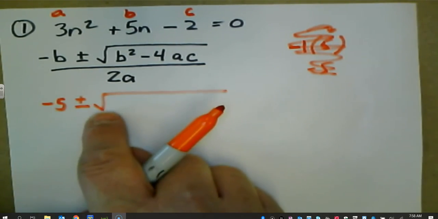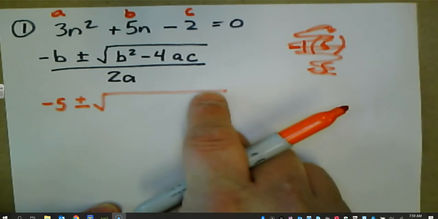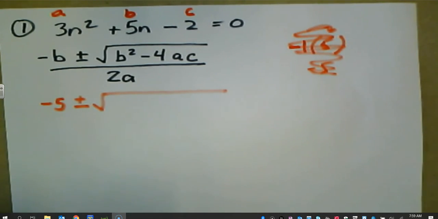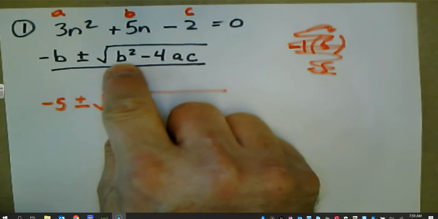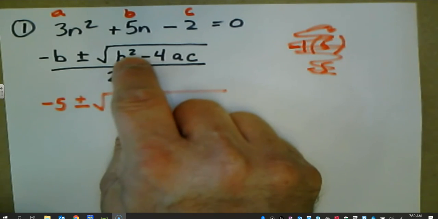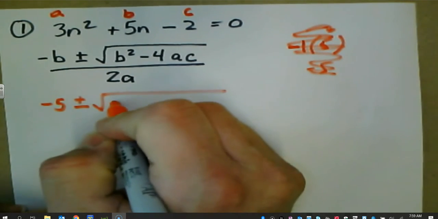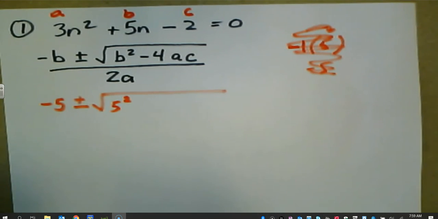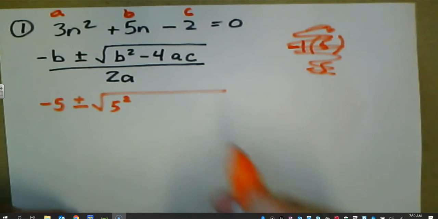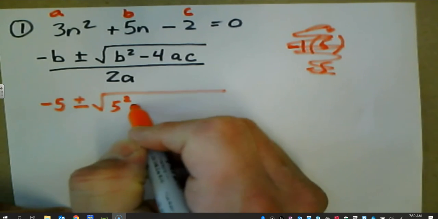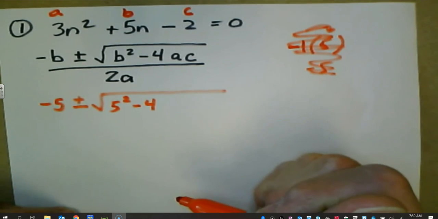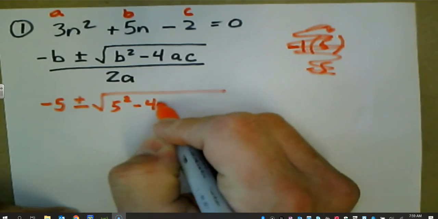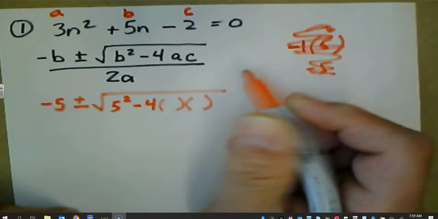And you're going to put your plus and minus and draw your radical. Now, here it's b squared. It's not the opposite of it, it's b squared. So it's 5, and we put the square on it. -4 is just -4. And now we're going to have to do some parentheses because we're talking about multiplication here.